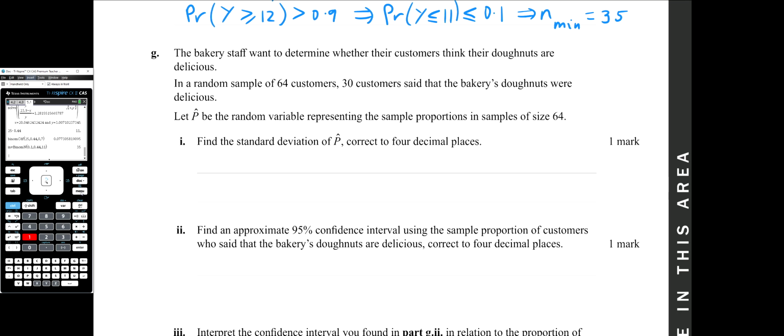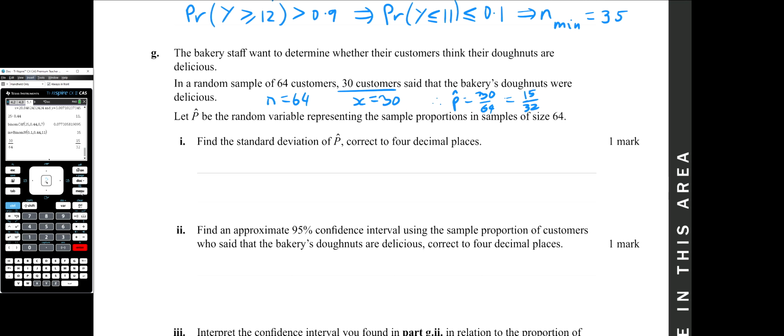Okay, so let's write down a couple of things first of all. So 64 customers, that means our n value is 64. We know that 30 customers said that the donuts were delicious. So in this sample, our x value is 30, and therefore we can say that the sample proportion in this specific sample is equal to 30 over 64, which we can simplify to 15 over 32.